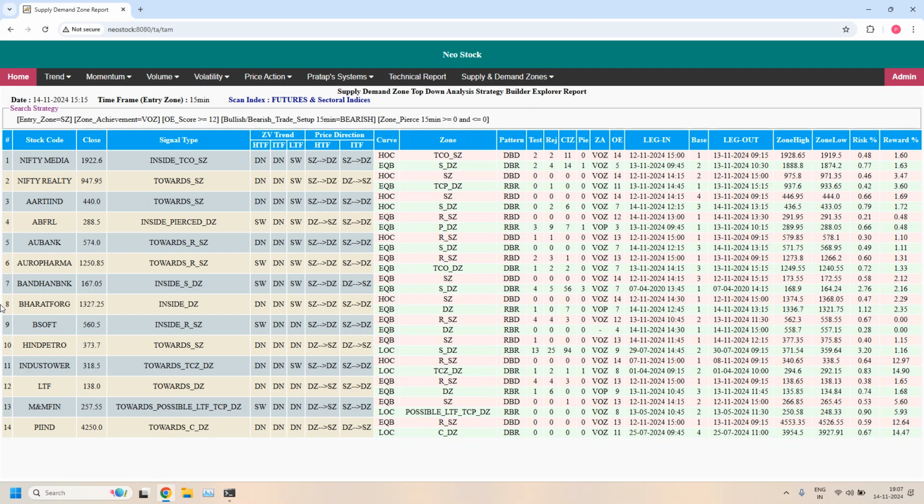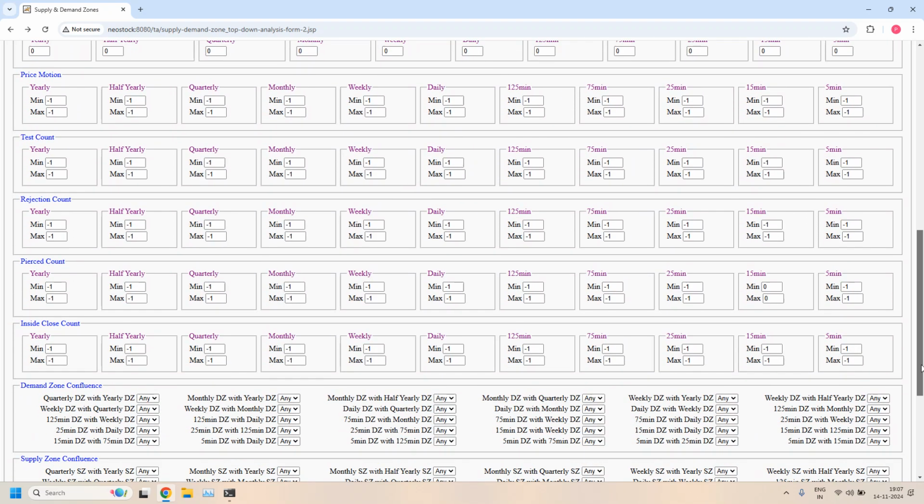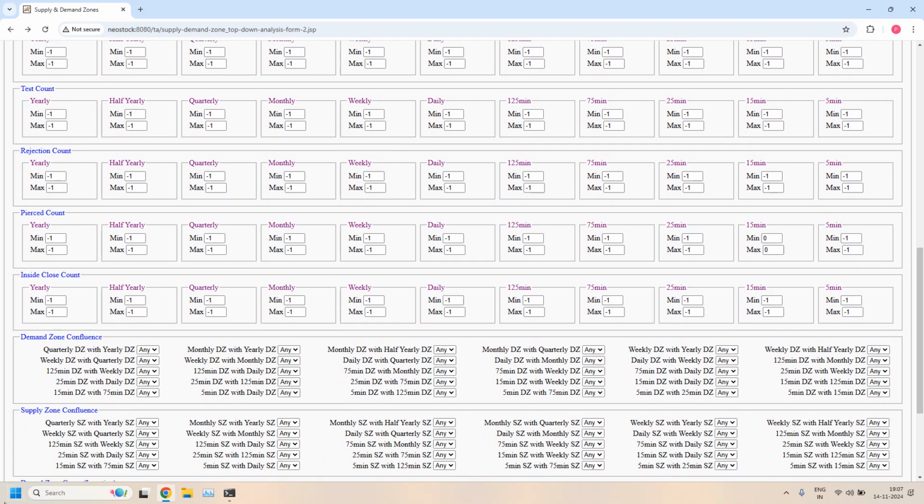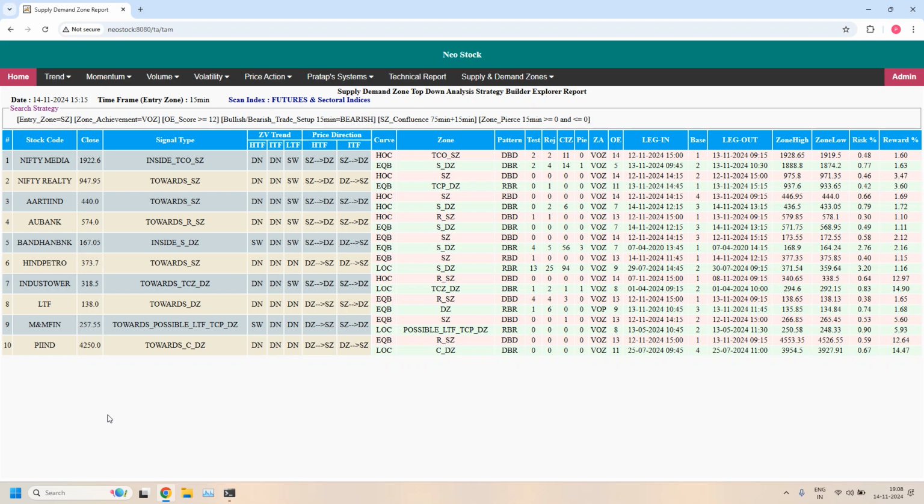Let's verify them. First filter is based on LTF and ITF supply zone confluence. So in the supply zone confluence, LTF and ITF, that is 15 minute supply zone with 75 minute supply zone confluence. The filter is enabled. Now out of those 14, we got 10 stocks. That means in all these 10 stocks, the entry zone, 15 minute supply zone, is part of the 75 minute supply zone. And 75 minute trend is a downtrend, that is ITF trend.